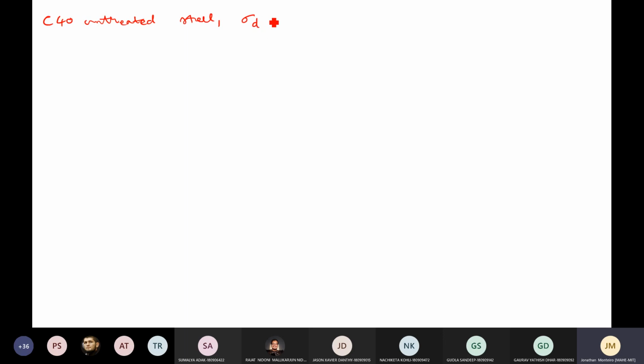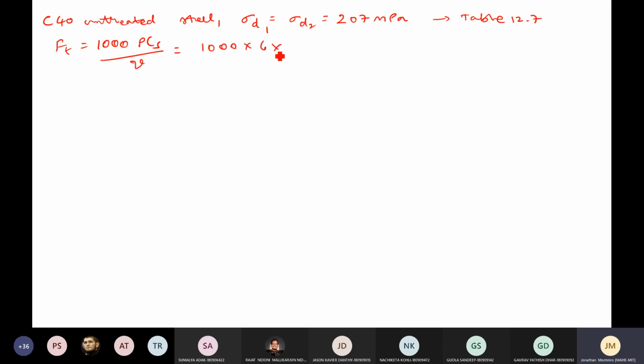For C40 untreated steel, sigma D, that is for D1 and D2, whatever you take, is around 207 megapascal from table 12.7. What about the FT value? FT again is 1000 PCS by V. How much was it? 6 kilowatts, and the CS value was 1.5 and the V value was 10.99.